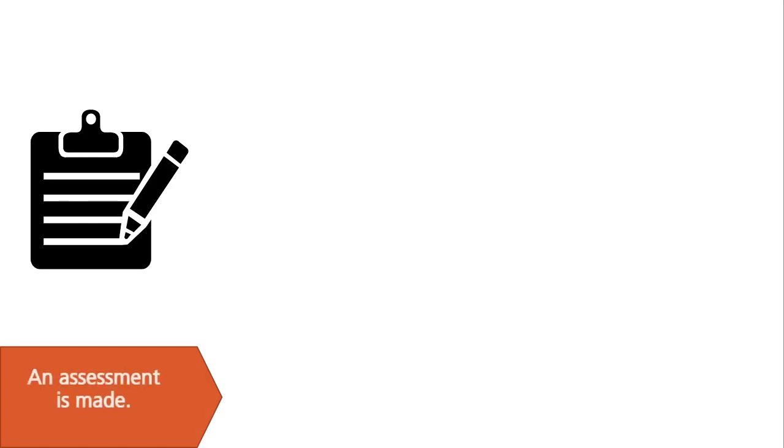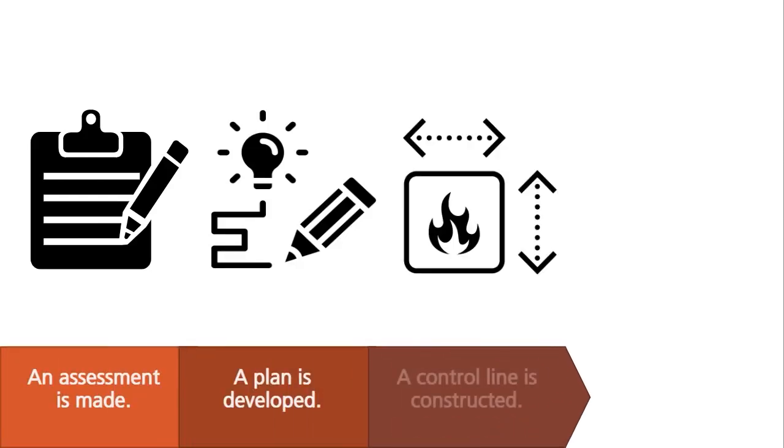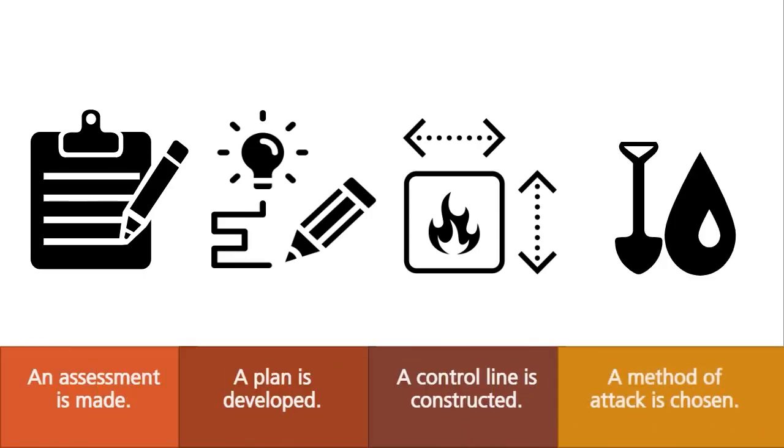After an assessment, a plan is developed. From there, personnel, aircraft, and machinery may begin to construct a control line. A control line is an intentional break in fuel that can create a barrier to fire spread. A control line can also be used to burn out from. The location, size, and method of construction for a control line is determined by the method of attack.